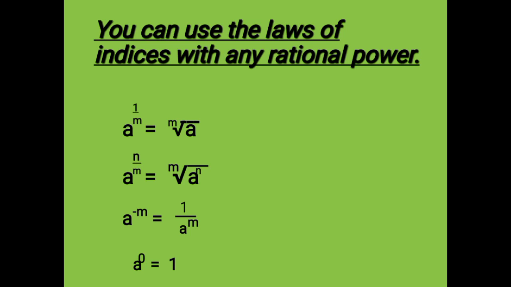So a to the power 1 over m equals the mth root of a. A to the power n over m equals the mth root of a to the power n. A to the power minus m equals 1 over a to the power m, which is the reciprocal of a to the power m. And a to the power 0 equals 1.